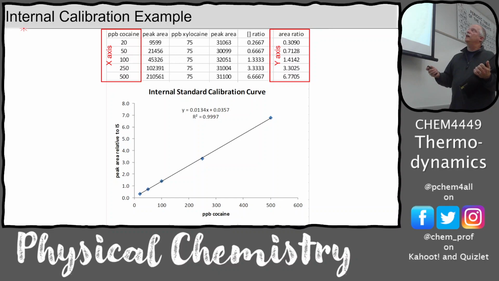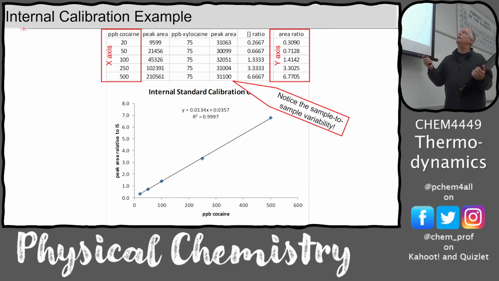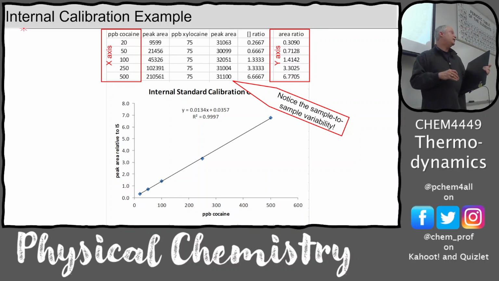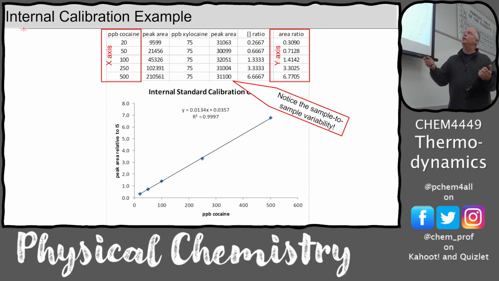So here's our internal standard calibration curve. Notice we have the same cocaine standards that we have, but then we have this internal standard here. So this is the 75 parts per billion xylocaine that was added to every one of those calibration standards. Look at that, we added the same amount to the differing amounts of cocaine. And so we're doing a ratio of this signal, parts per billion, peak area, divided by the peak area of the xylocaine. And so our peak area ratio changes with respect to the initial concentration.